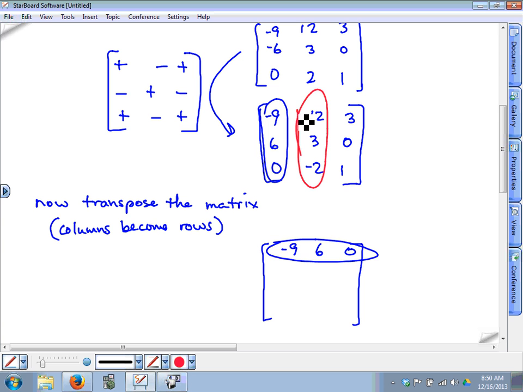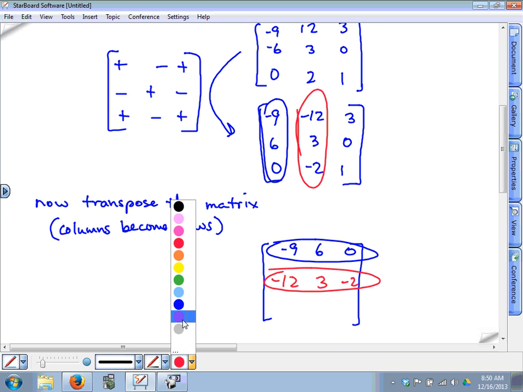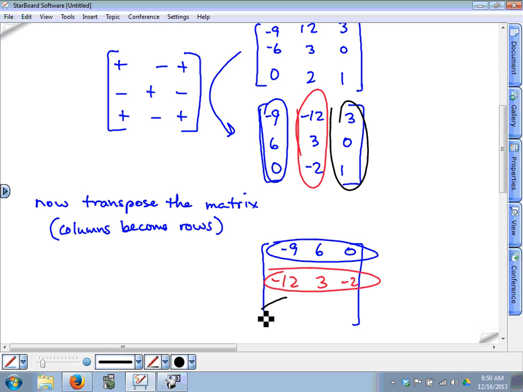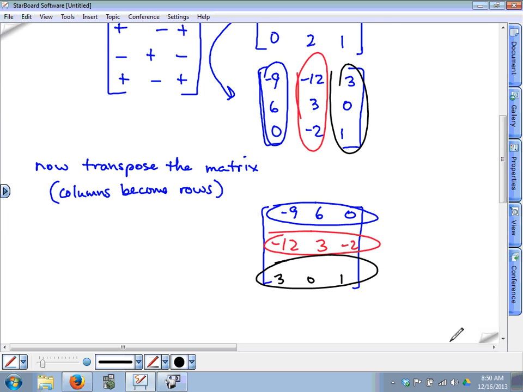Now what about this middle column right here? Where does it go? On the second row. That becomes the middle row. So it's negative 12, 3, and negative 2. And finally, this last column becomes your bottom row: 3, 0, 1. That's called the transpose of a matrix. There are too many places where you can make mistakes.